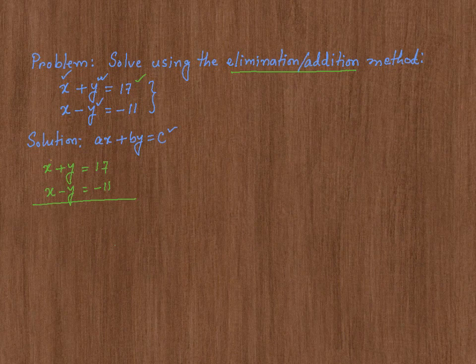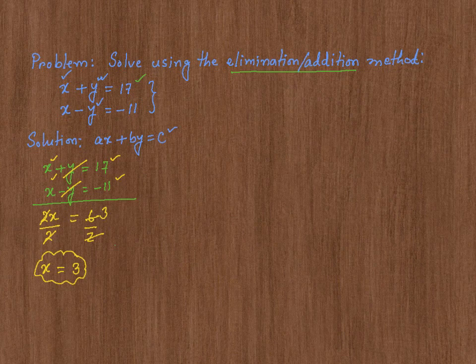Note that x plus x is going to give me 2x. Positive y, negative y is going to cancel out. So on the left hand side, all I have is 2x. On the right hand side, 17 minus 11 is 6. Now I can solve for x by dividing both sides by 2. If I do that, 2 and 2 cancel out on the left. That gives me x. And on the right hand side, 2 goes into 6 3 times. So x is 3. So that is going to be my x.